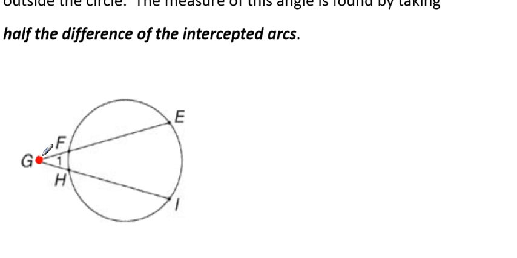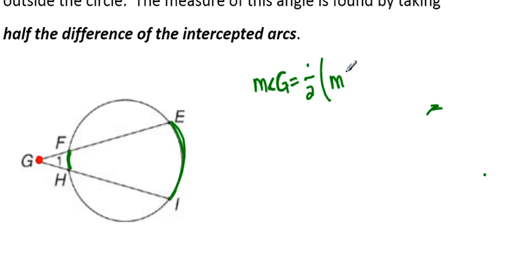So this one is kind of unique in the fact that it intercepts 2 arcs. If I take a look at these 2 secants, they have an arc right here really close to point G, the vertex, and then they also have an arc further out here on the other side of the circle. So the difference is going to be the difference between the 2 degree measures of those arcs. So the measure of angle G is going to be half of the difference between the larger arc first, measure of arc from E to I, subtract the smaller arc, the measure of the arc from F to H.